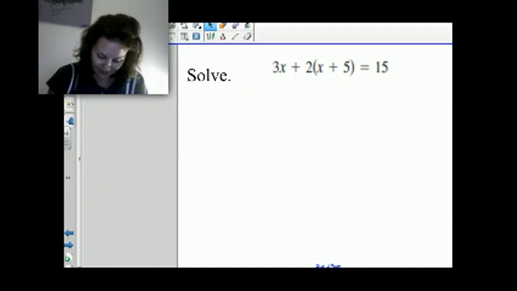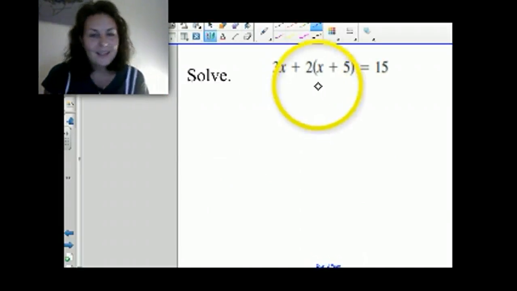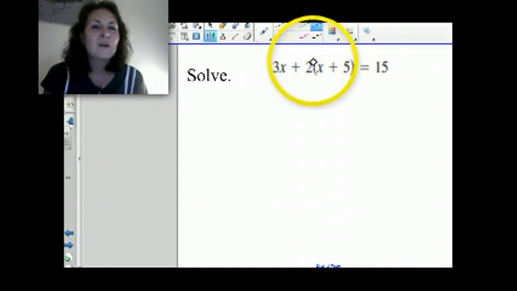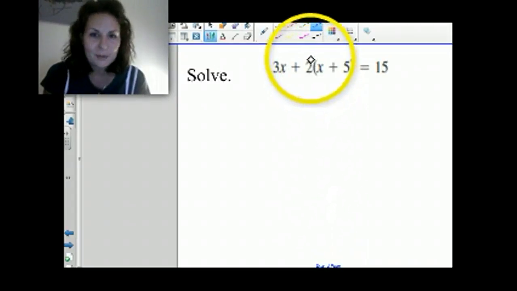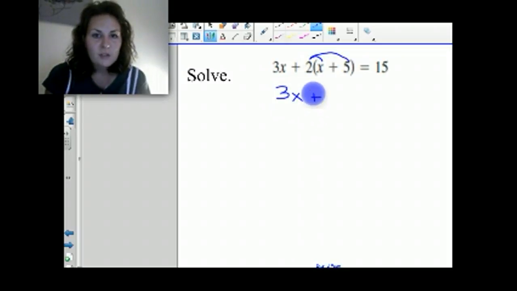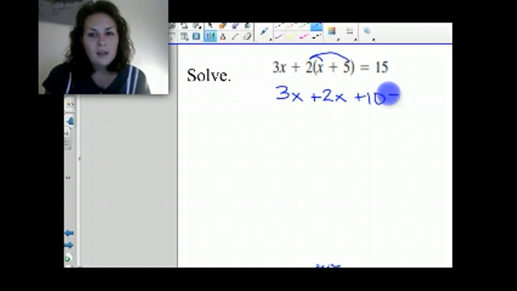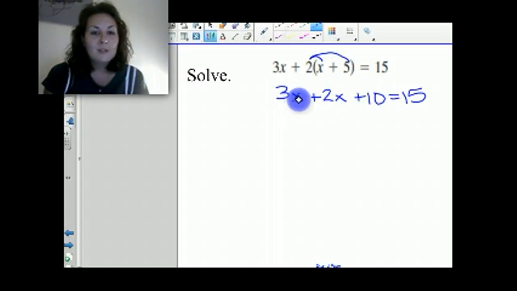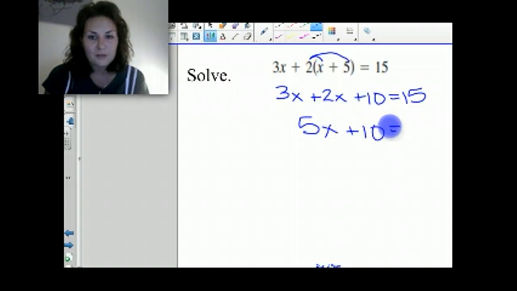Distributive property. Simplify. See, I never leave anything alone. You're never going to learn something in my class that you won't use again. Distribute. 3x plus 2x plus 10 equals 15. Now we still have 2 x's, so we combine them. 3x plus 2x is 5x plus 10 equals 15.